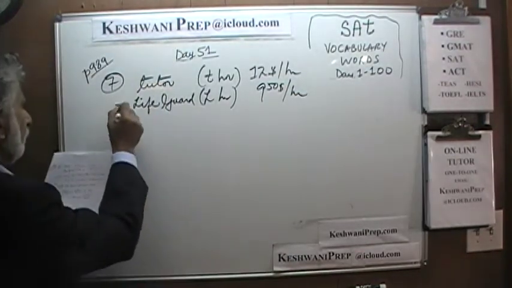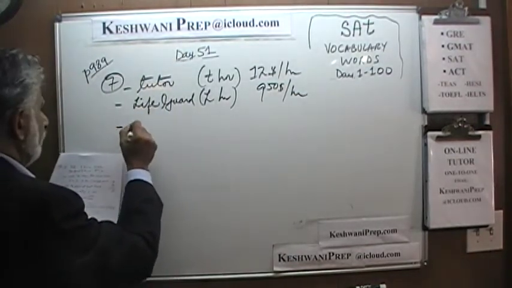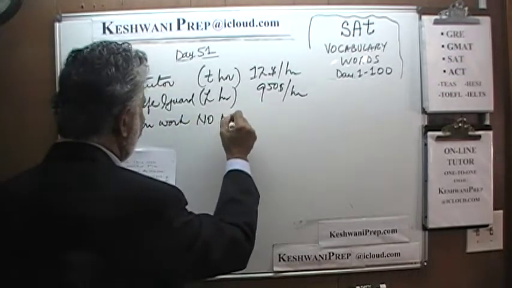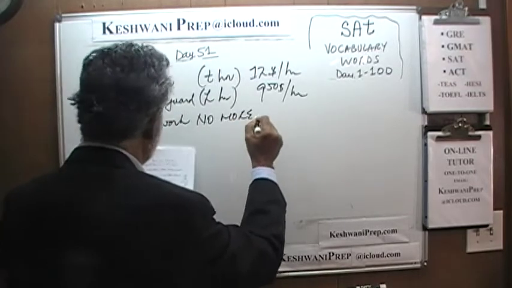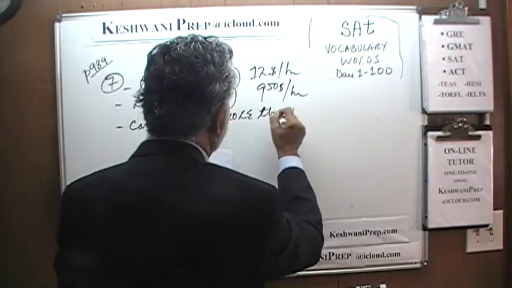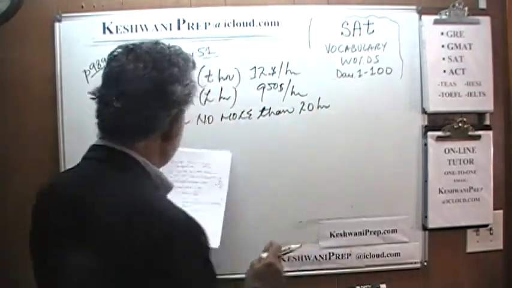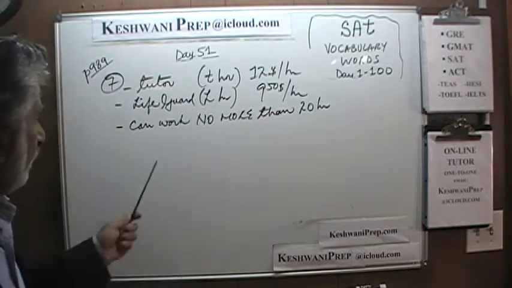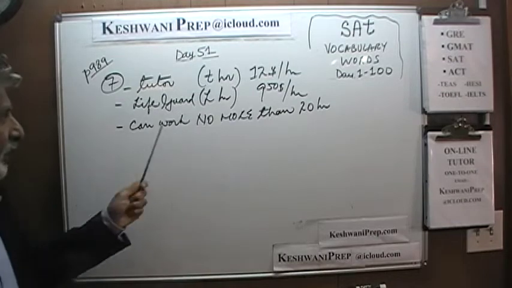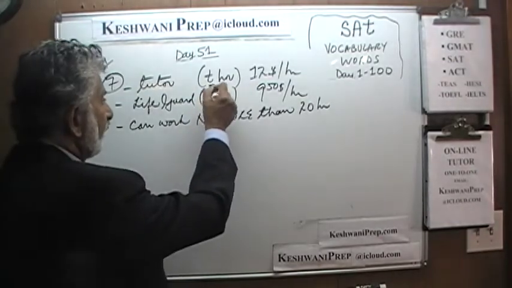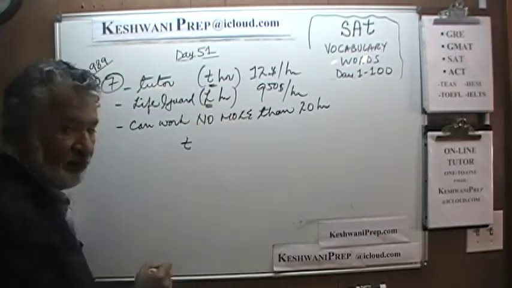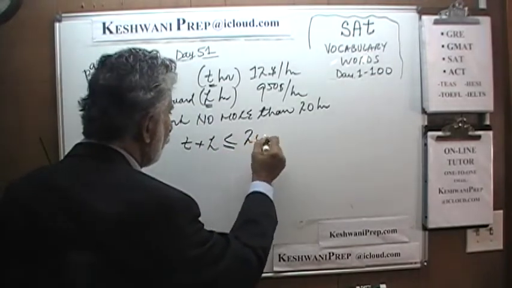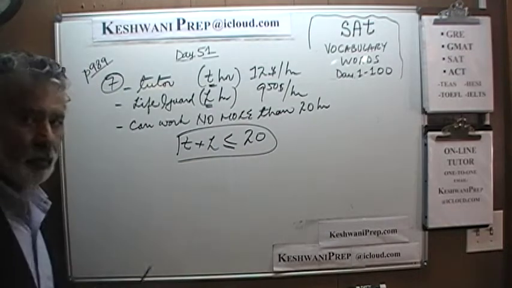We are further told she can work no more than 20 hours. So this will be a good place to stop here. We have our first inequality. She can work no more than 20 hours, which means that number of hours she works as tutoring plus the number of hours that she works as a lifeguard has to be less than or equal to 20, no more than. It can be equal to 20, but no more than that.